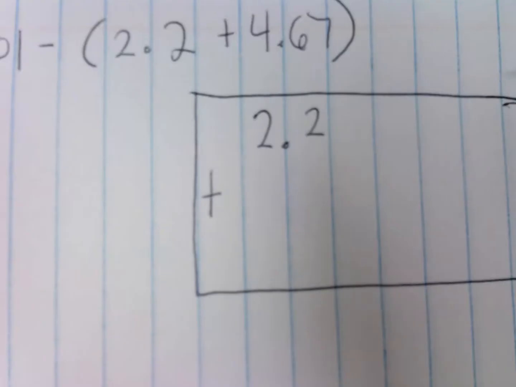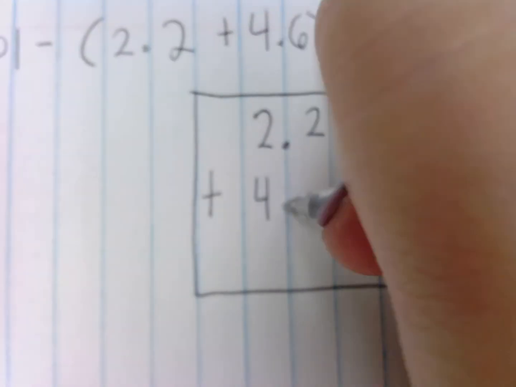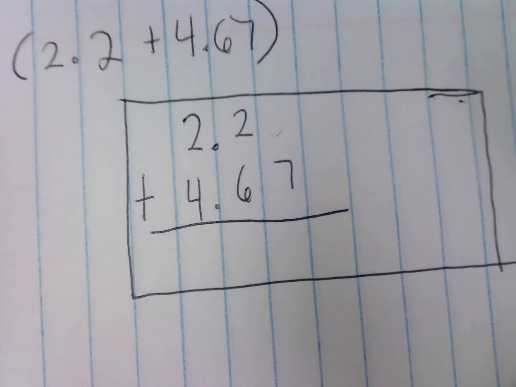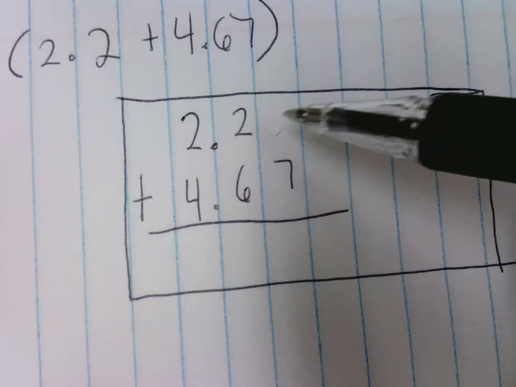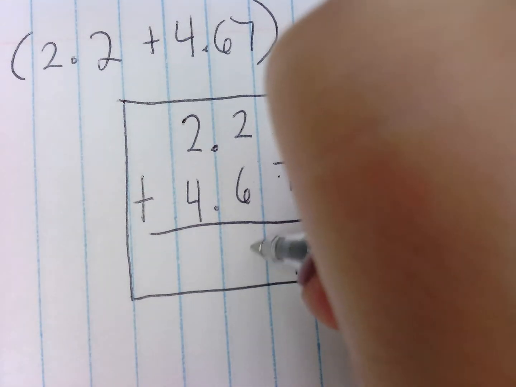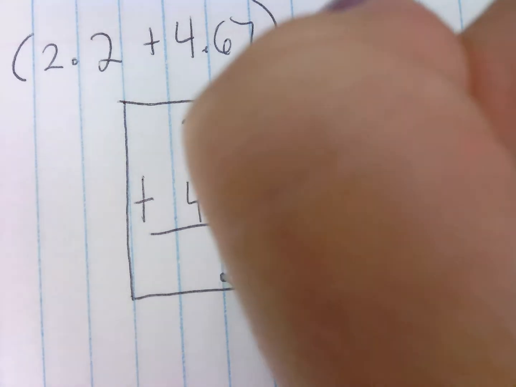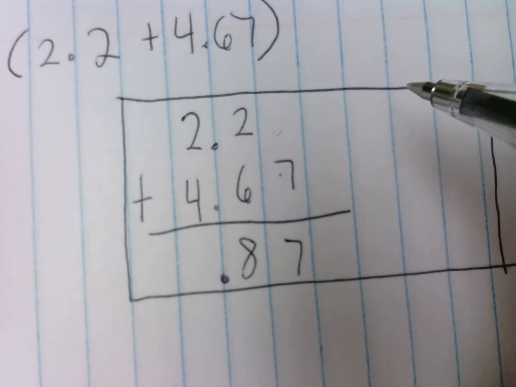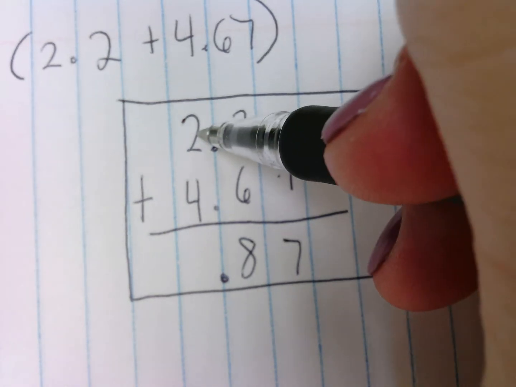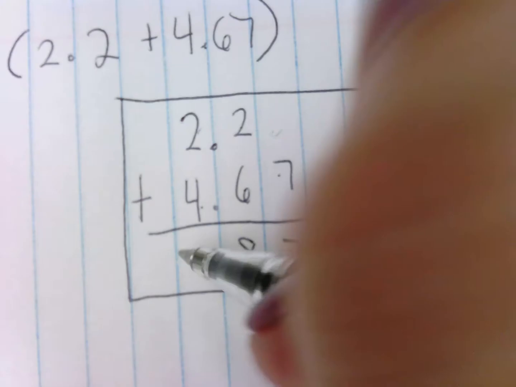All right, 2.2 plus 4.67. Okay, so this blank spot means it counts as a 0. So 0 plus 7 equals 7. 2 plus 6 equals 8. Bring down that parentheses, bring down your decimal point. And now it's 2 plus 4 equals 6. So my answer comes out to 6.87.